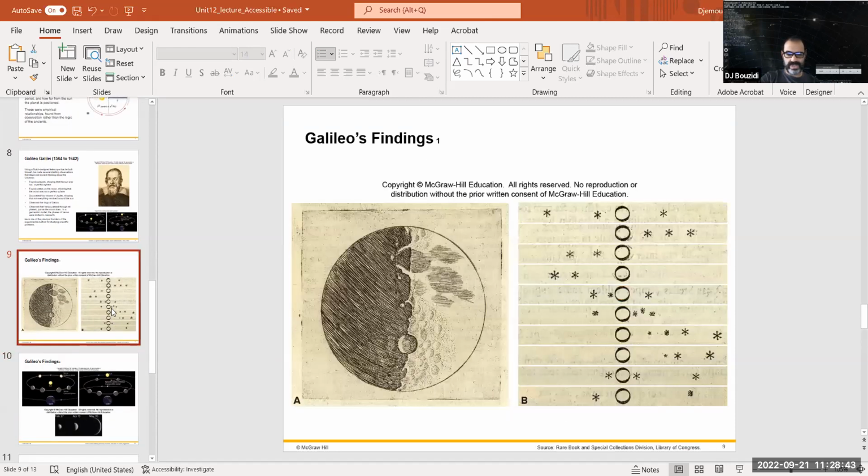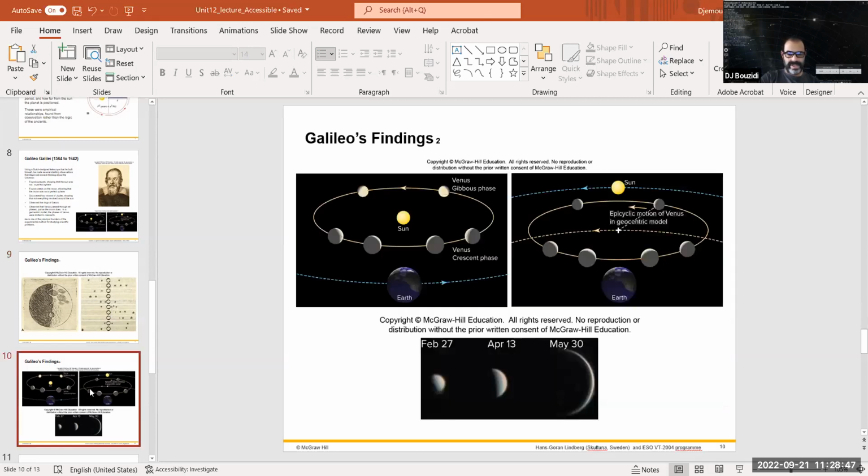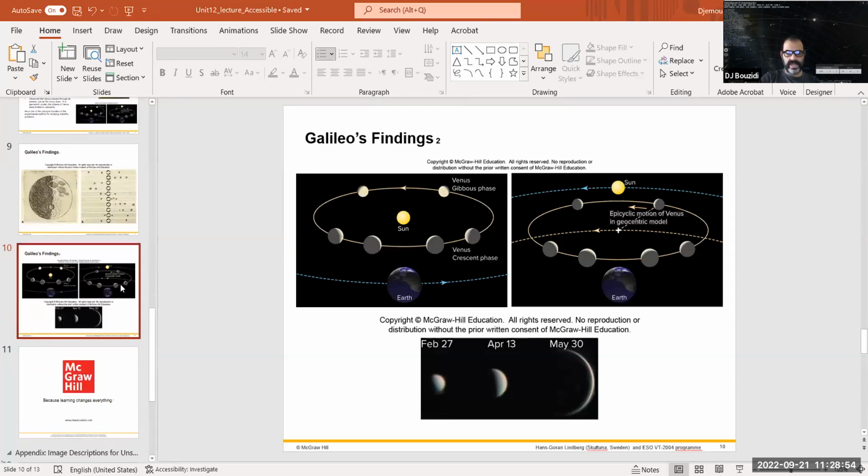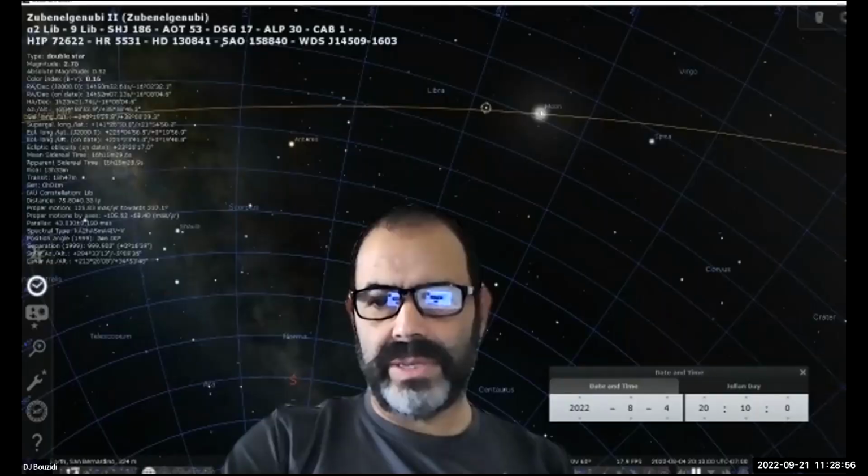Okay, he had actually a drawing that is not included in here for the years of Saturn. And this is basically Venus's cycle as it goes around the sun. Okay, so this concludes this unit.